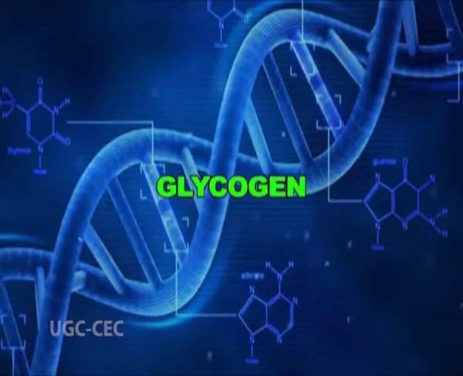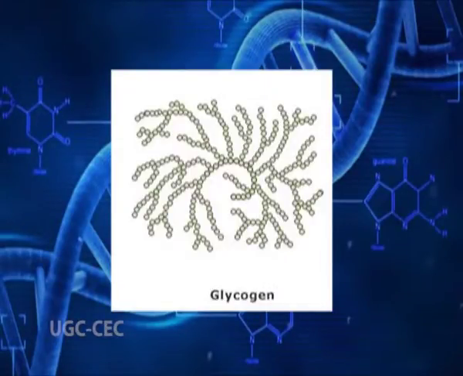Glycogen. Glycogen is the reserve carbohydrate in animals, and it is found in significant amounts in the liver and muscle. It is made up of D-glucose residues. Upon hydrolysis, it yields D-glucose as the product.